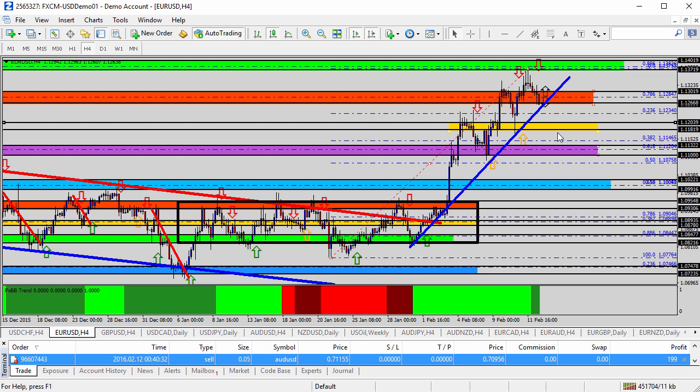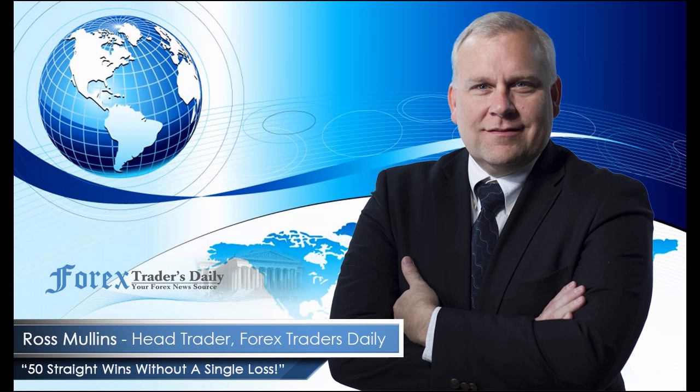So we're watching for clues and evidence of reversal, lower highs, lower lows, to go back down for a period of time for the euro dollar. I don't think there's any real reason to buy this as it gets closer to the green zone because we've already outlined that as a key area of resistance. So for me, mostly this is a sell on change of the trend pattern and clues and evidence of reversal for the euro dollar. From Forex Traders Daily, this has been your daily analysis with Ross Mullins.